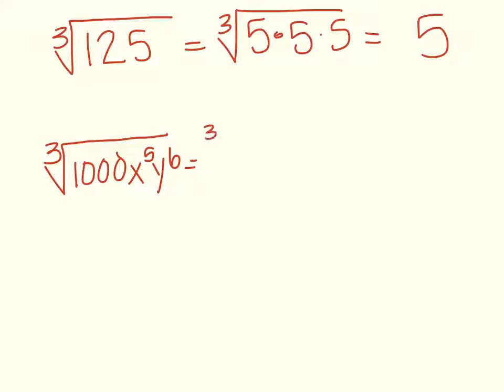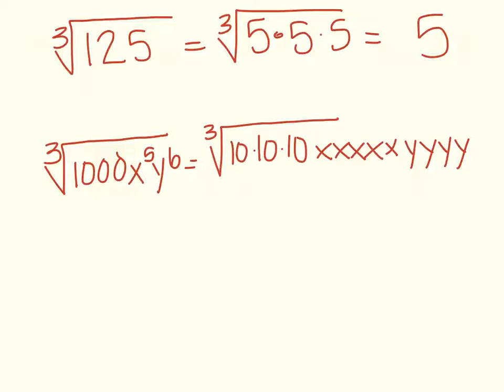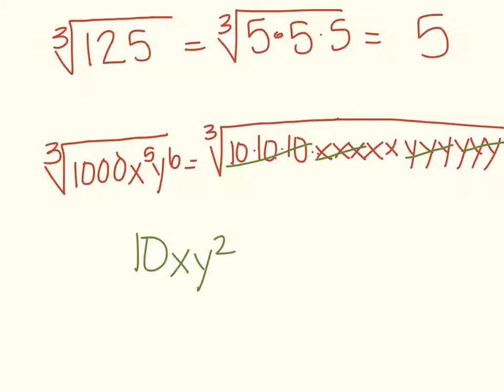I'm going to rewrite this as the cubed root of 10 times 10 times 10, and then times x times x times x times x times x, and then 6 y's. And I'm going to use that idea of having triples again. So I have a triple, a 3 of a kind. So this 10 is going to come out from underneath the radical. And I have another 3 of a kind, x. And I have 2 y's, 2 3 of a kind, 2 sets of y's.